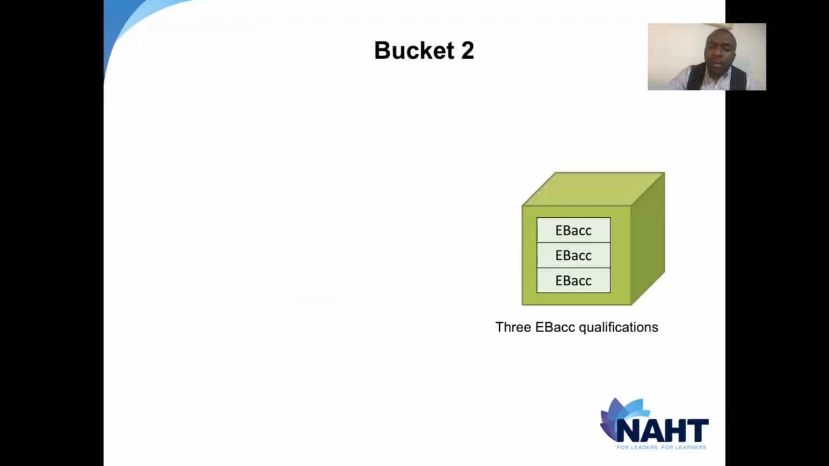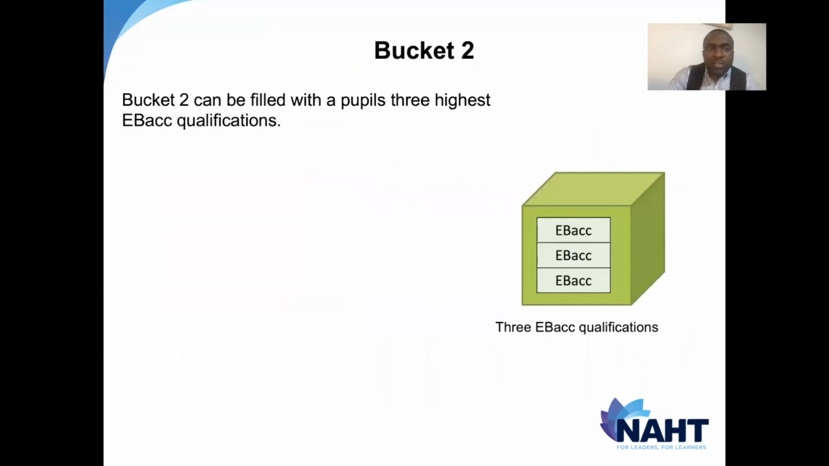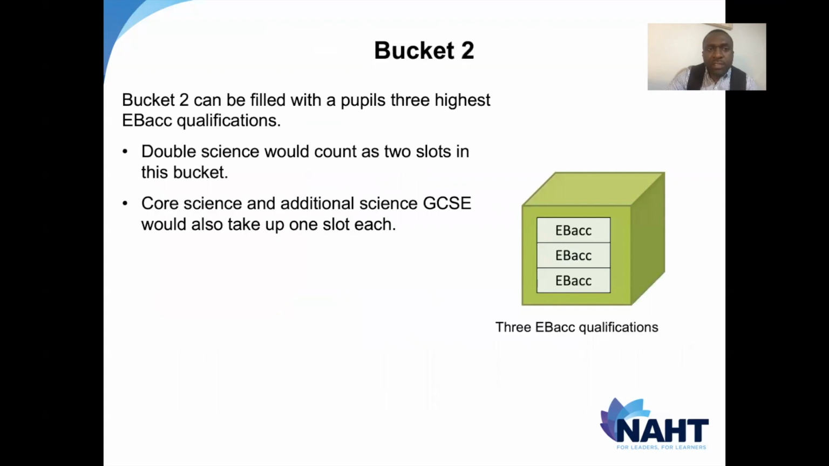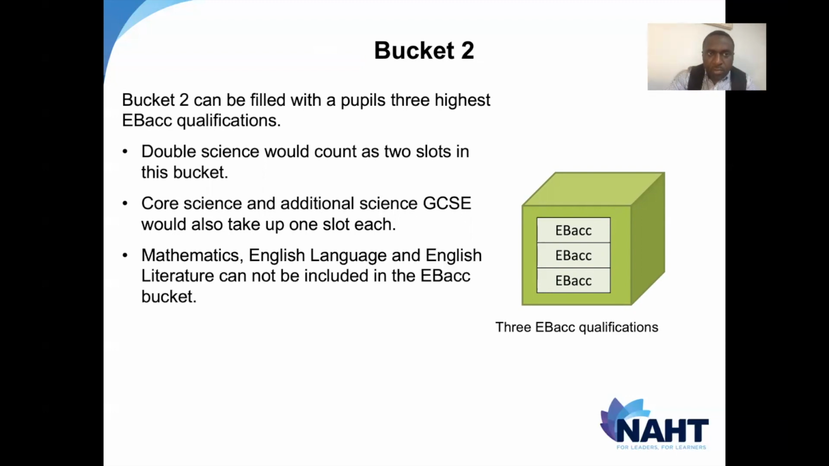Now, bucket 2. Double science will count as 2 slots in this bucket. So if you did double science, it'd be 2 slots. Core science and additional science will just take 1 slot each. Mathematics, English language, and English literature cannot be in this bucket. These grades are not double weighted, they're just single weighted grades.